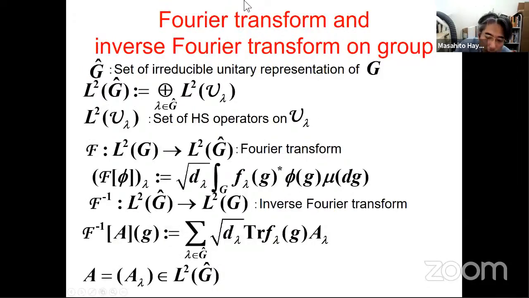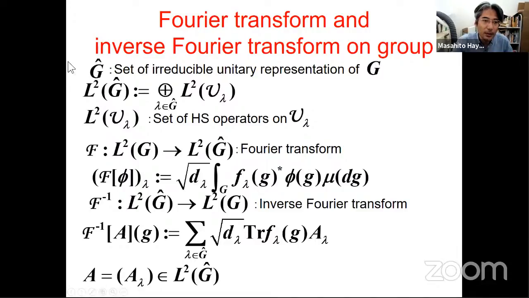Now in order to resolve that minimization problem, we want to introduce the concept of Fourier transform. As you know, the Fourier transform is usually defined on the vector space R, but that kind of concept can be extended to a generic group G via irreducible unitary representations. This is a somewhat advanced concept.